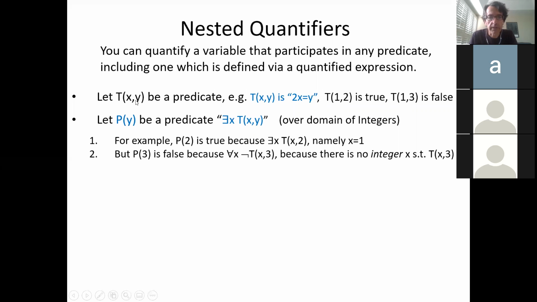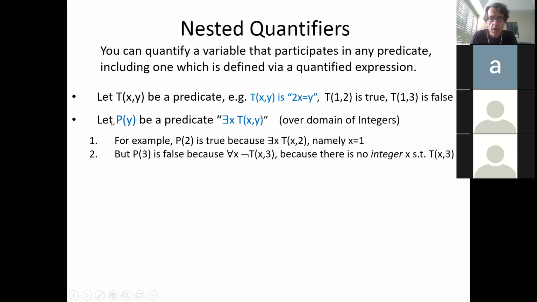Okay, so let's look at an example of a predicate on two variables, which I would define to be T of x, y, which holds if y is twice x. So I call it T. I will read it: T of x, y is that y is twice x. So for example, T of 1, 2 is true because 2 is twice 1, but T of 1, 3 is not true. 3 is not twice 1.